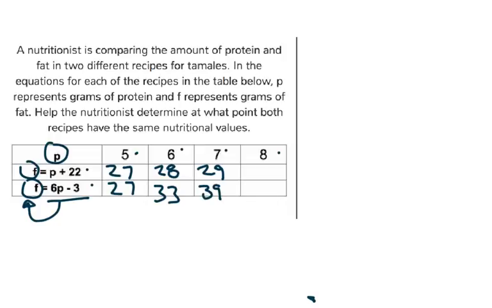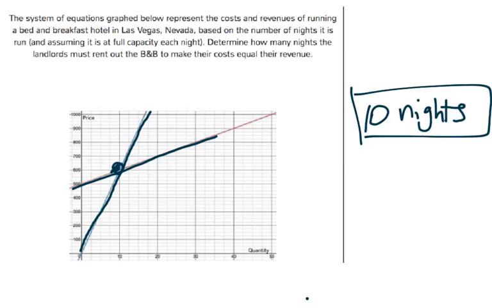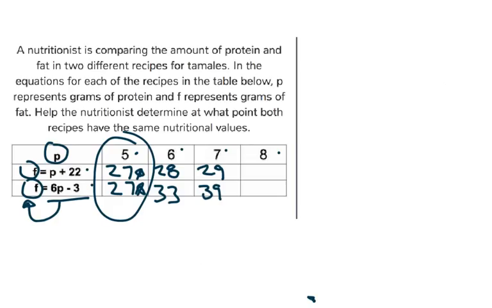And I don't even need to go through all of this because I can already see that at 5 grams of protein, both of the recipes have the same amount of fat in them, which is 27. So when I'm solving a system of equations, whether it is from a graph or from a table, I'm just looking to see at what x value do both y values of the two equations equal each other.